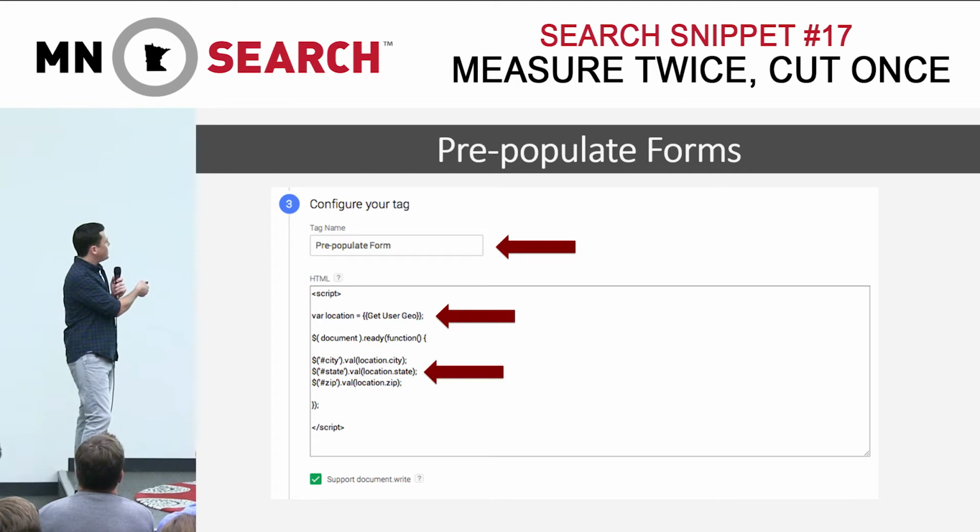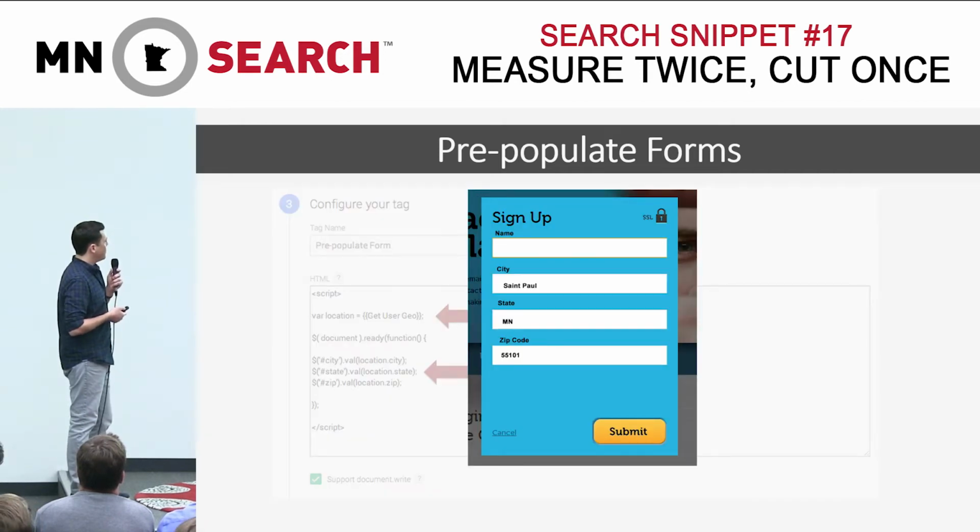I've got it. What that tells me at this point is I've got the user's city, state, zip code, country, and latitude and longitude coordinates, which are centralized to the city. What can we do with that? We can pre-populate forms, so that's pretty neat. Here's an example of what that would look like.